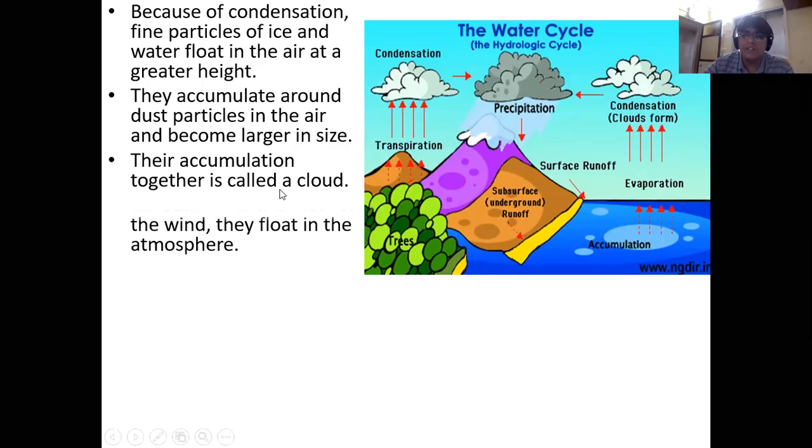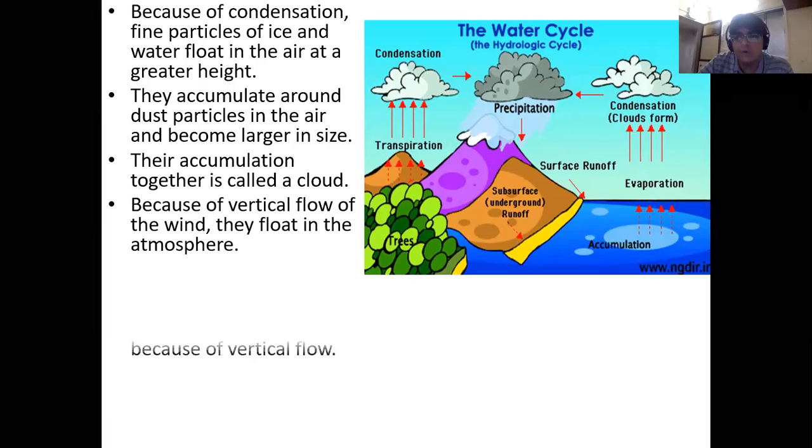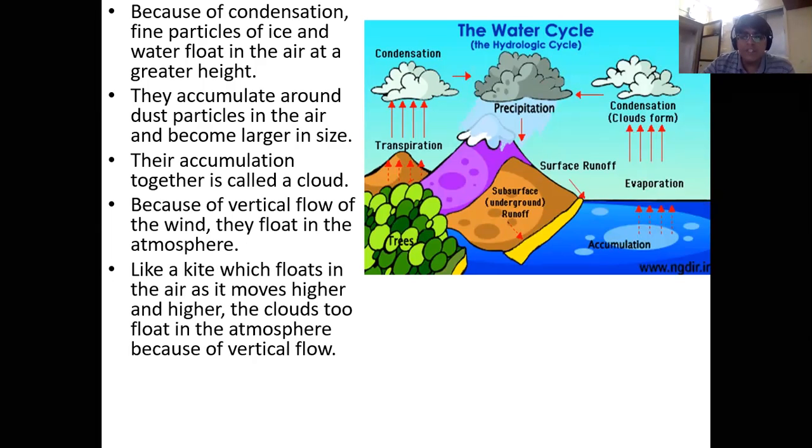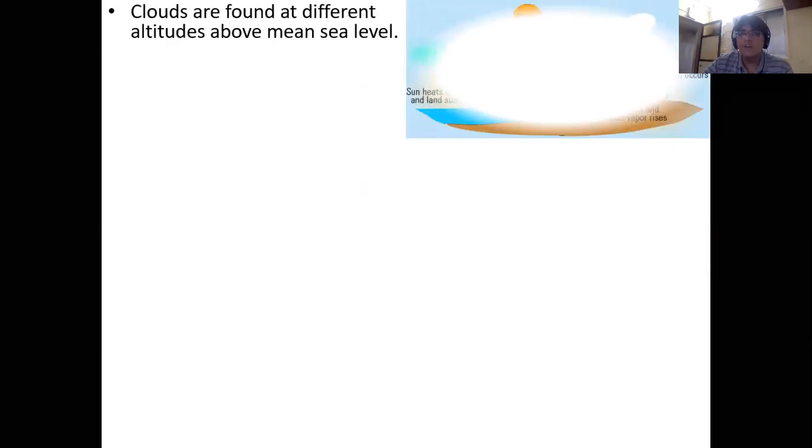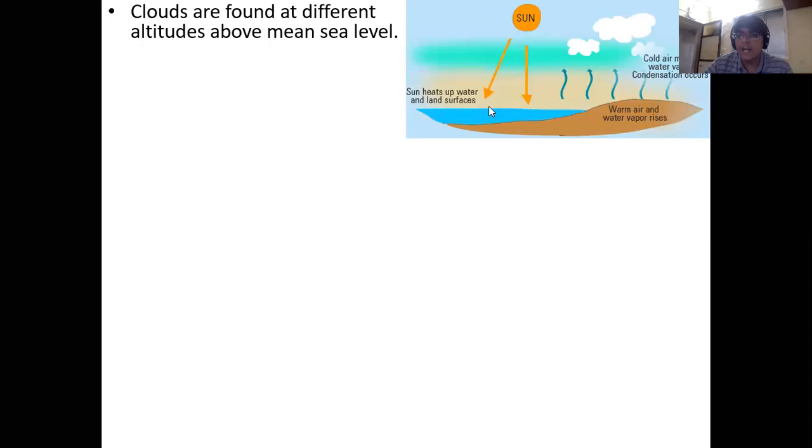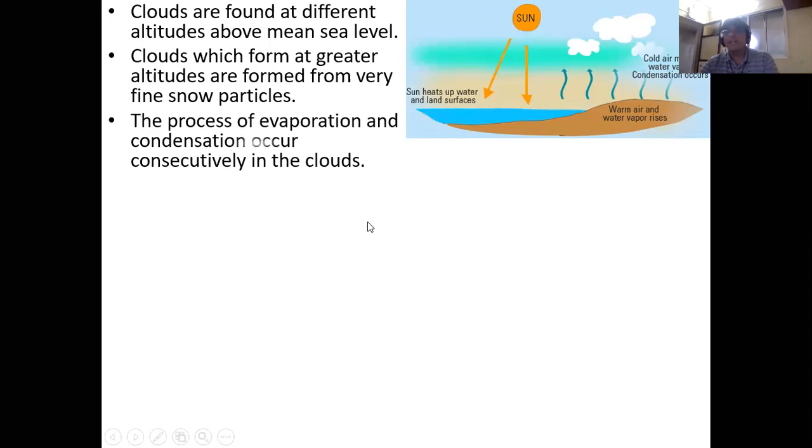Then the accumulation together is called a cloud because of the vertical flow of the wind. Now see, this is vertical flow. Horizontal flow is like this. Vertical flow is from down to up. Like a kite which floats in the air, as it moves higher and higher, the clouds too float in the atmosphere because of the vertical flow. Clouds are found at different altitudes above the mean sea level. Clouds which form at greater altitudes are formed from very fine snow particles. The processes of evaporation and condensation occur consecutively in the clouds.